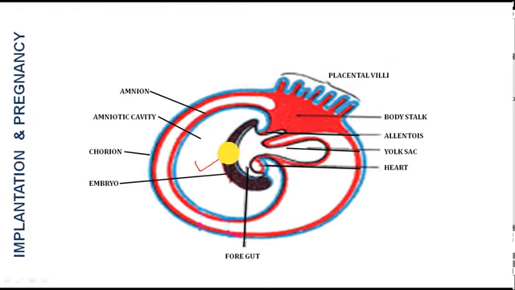Now see this diagram. This is the embryo proper developing inside the blastocyst. In later advanced stage, it may be compared with the gastrula stage, and it is surrounded with amnion. The outer layer is chorion. From the chorion, a number of villi are formed that are called placental villi. Now this small part represents yolk sac.